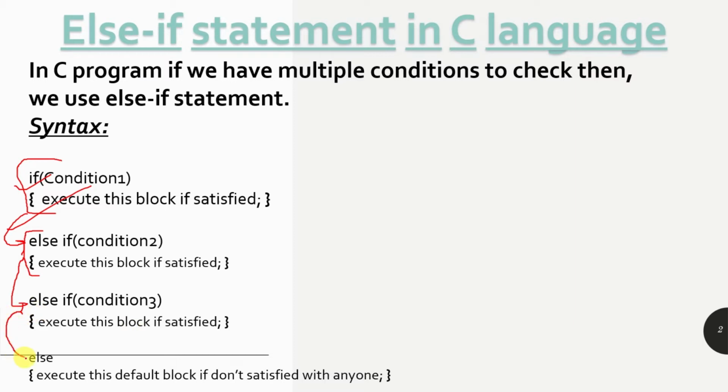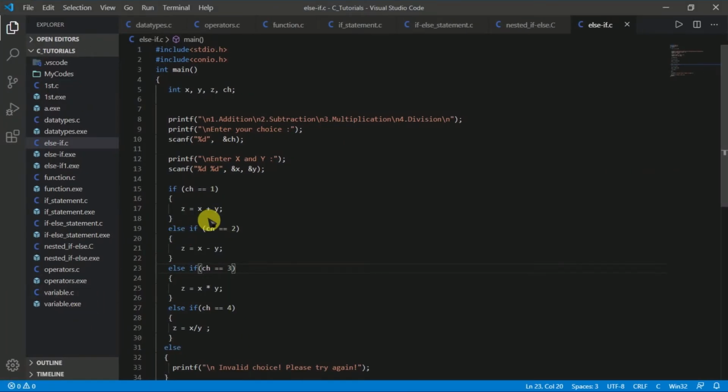And after this, the else statement is the default block. If any one condition is satisfied, it prints that block on the output screen or executes it. Okay, so let's learn more about it in the program. So let's jump to Visual Studio Code. Let's go.